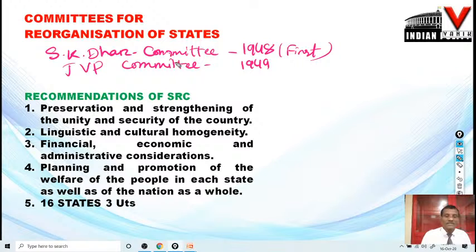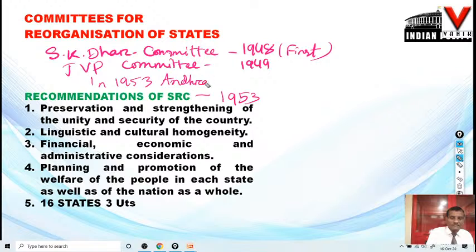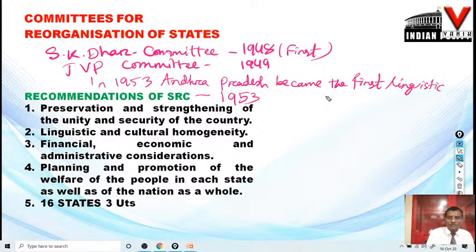Hence the matter came to an end, and at last in 1953, Andhra Pradesh became the first linguistic state in India. Hence, there was a heavy demand for the creation of states on the basis of language. Hence, the State Reorganization Commission was appointed in 1953.